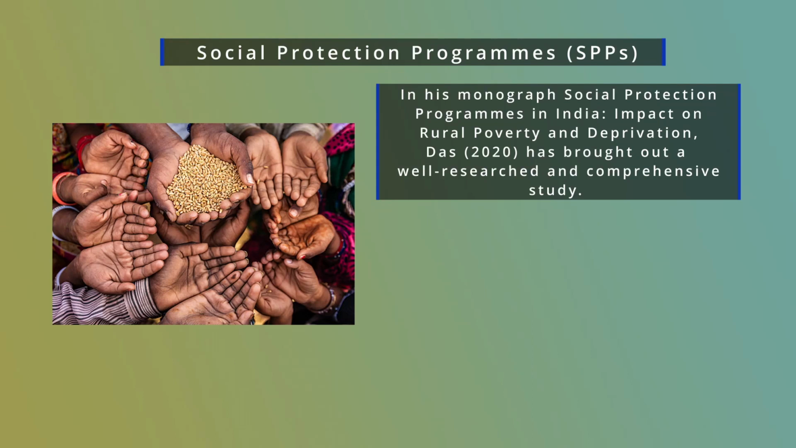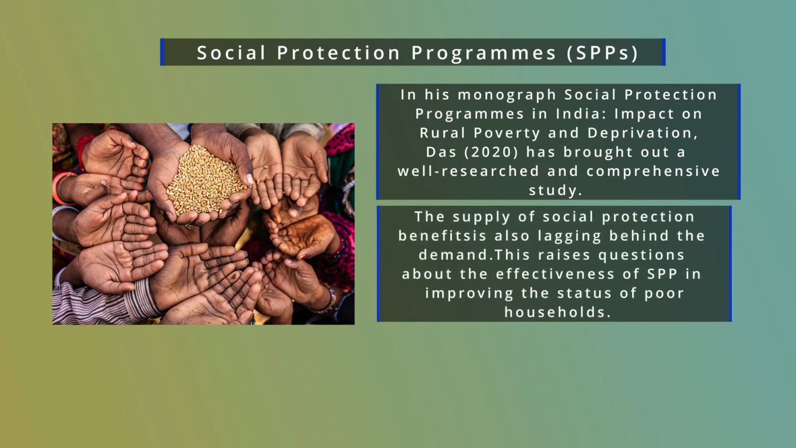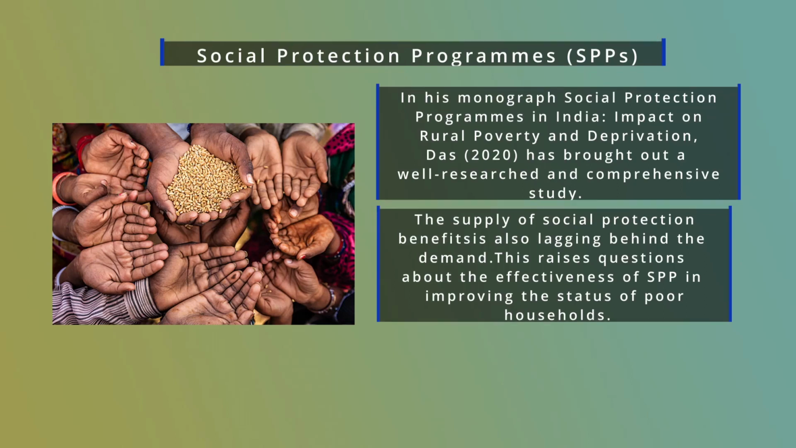The basic problem of these social protection programs is that there was a mismatch between demand and supply of social protection programs. That is, the supply of social protection programs is not matched with the demand. Social protection programs are lagging behind with respect to the demand from households. Side by side, leakage and inefficient delivery mechanisms are also important causes for the insignificant effect of social protection programs.